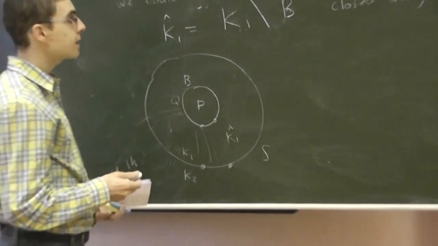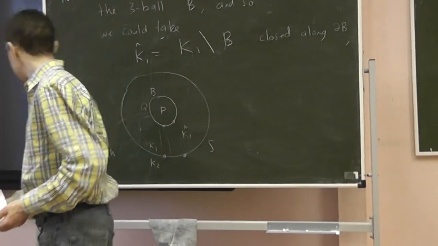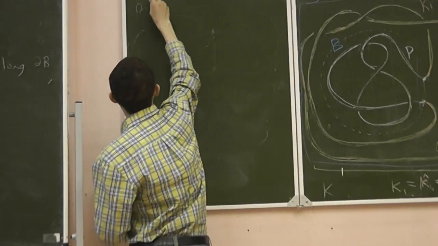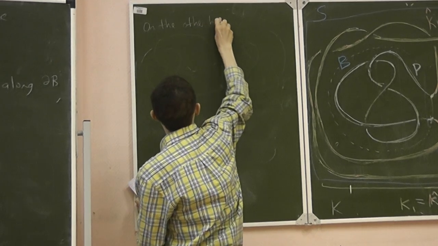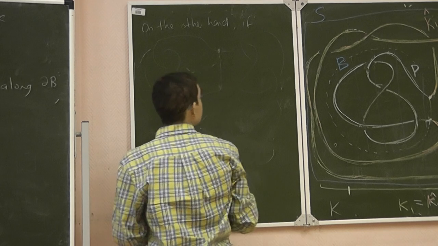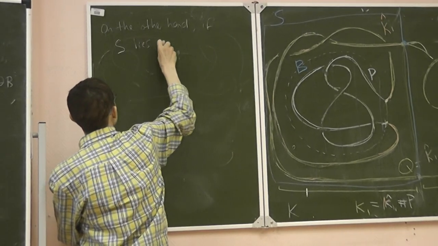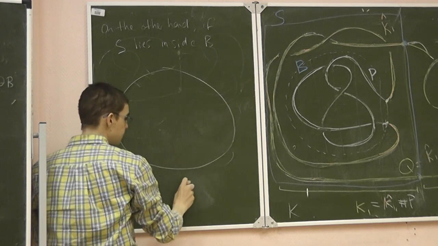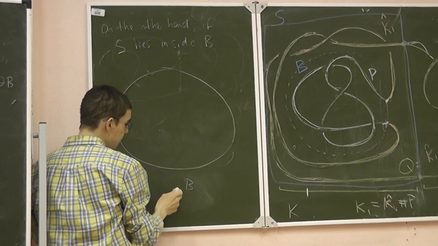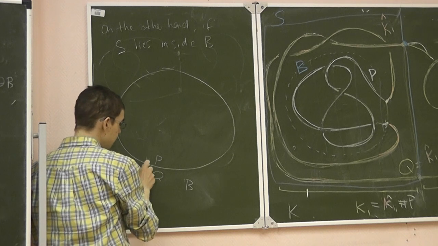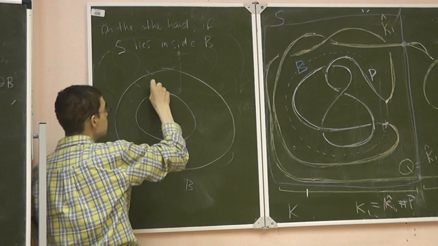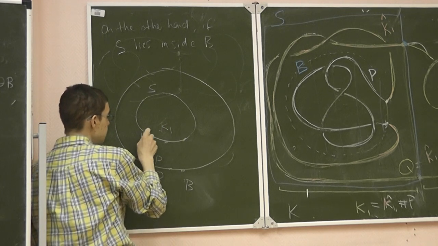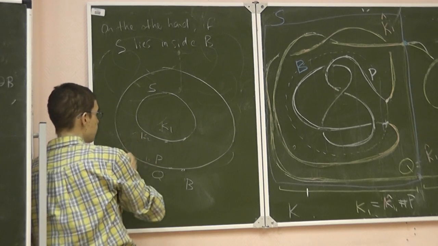Okay. And on the other hand, we could also have the case where S lies inside the ball, inside B. So on one side we have B, and on the other side we have Q. And if S lies inside the ball, inside is K1 and outside is K2, outside is K2.